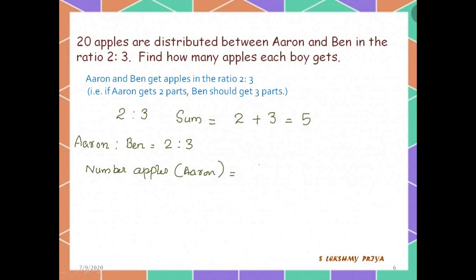What is the formula? First term by sum multiplied by the number to be divided, right? Here we have to divide 20 apples. The first term is 2. What is the sum? 5 is the sum. And how many apples are there? 20 apples are there. So we can cancel. 5 times 4 is 20. 2 times 4, it is 8. So Aaron will get 8 apples.